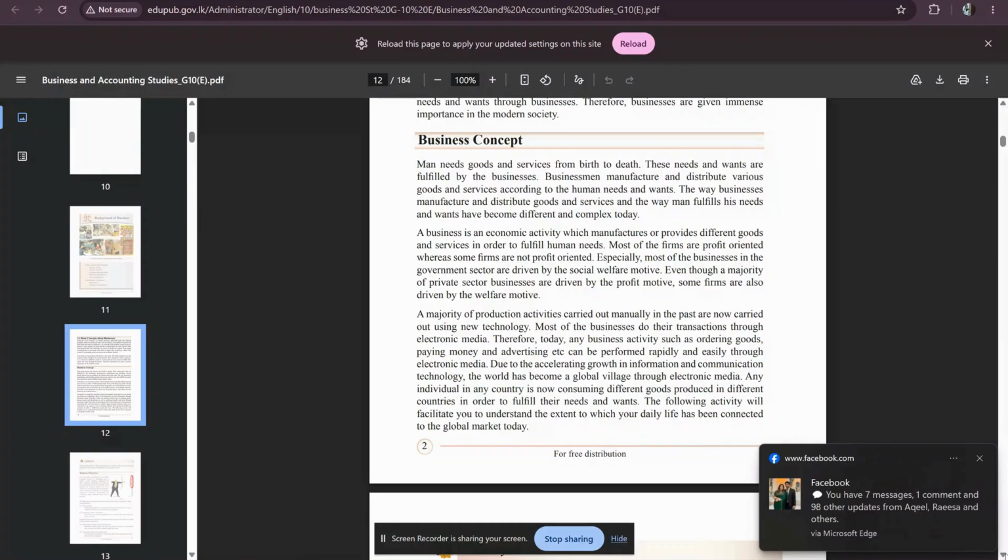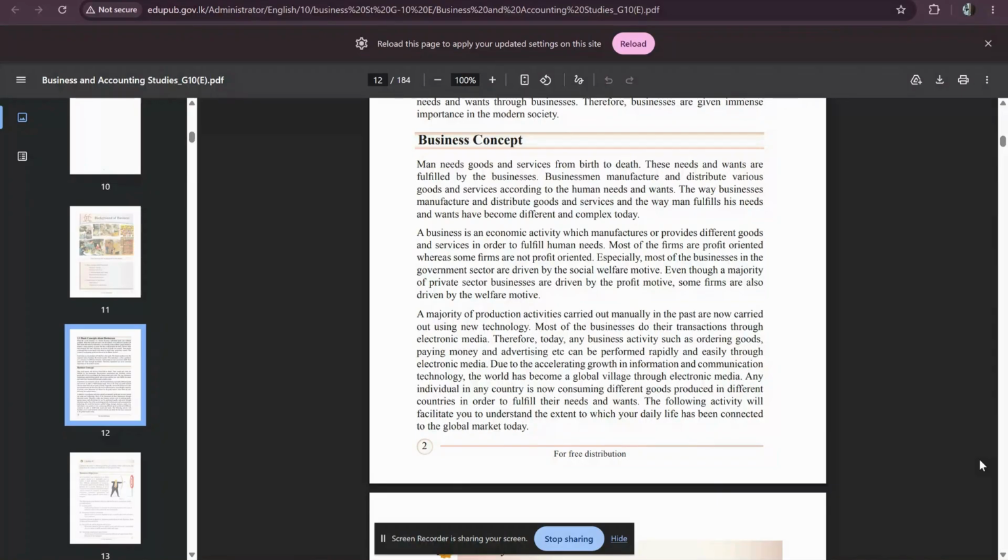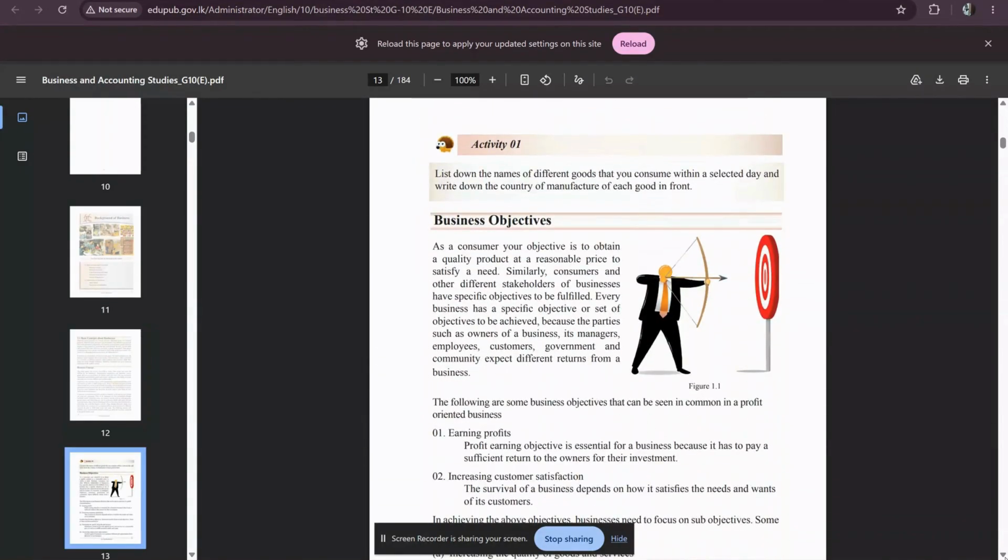Any individual in any country is now consuming different goods produced in different countries in order to fulfill their needs and wants. The following activity will help you understand the extent to which your daily life has been connected to the global market today.